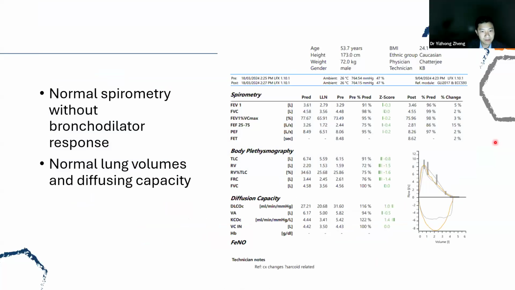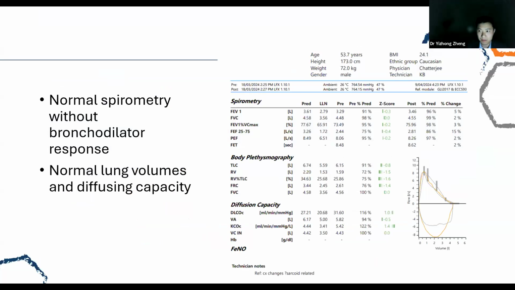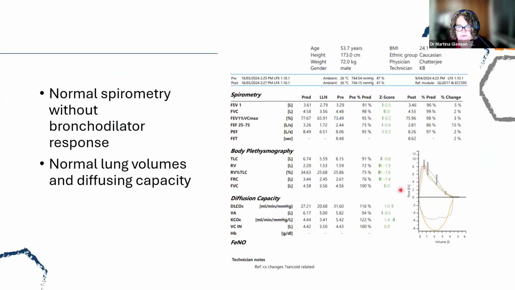I might show a few lung function reports. I'm happy to open up for questions, what do the people think, what does the crowd think? There's no questions at the moment, Tom. Okay, I can keep going.